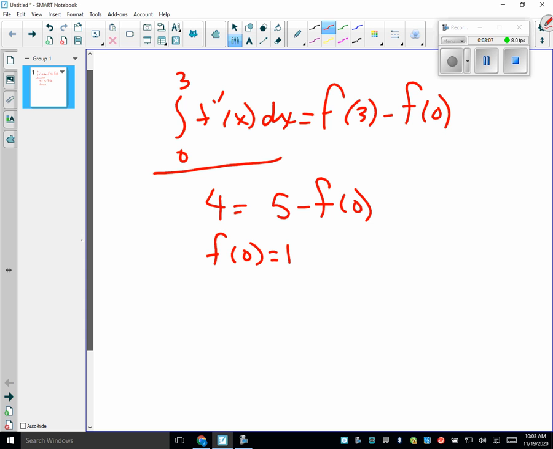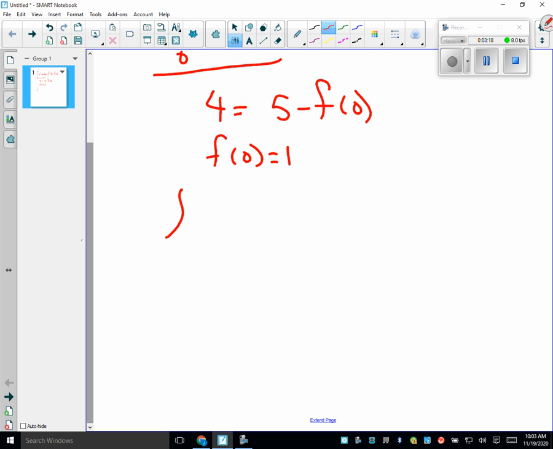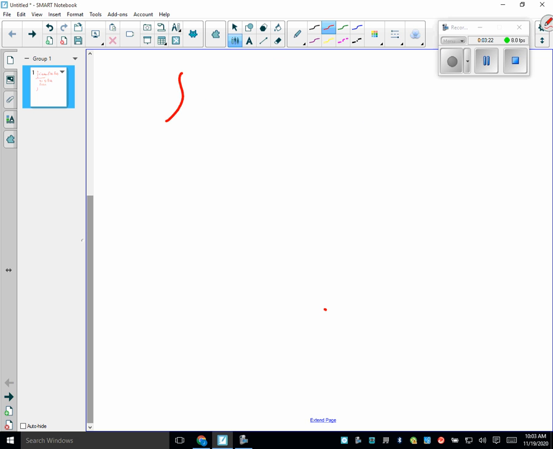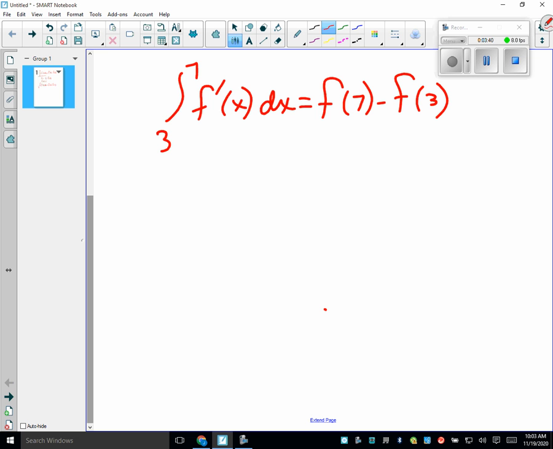Okay, can we go to B? What am I going to do with B? What's my integral going to have to be? Oh, yeah, 3 to 7. Everybody okay with that? The integral equals F of 7 minus F of 3, right? Now, what's the value of the integral from 3 to 7? Negative 9.